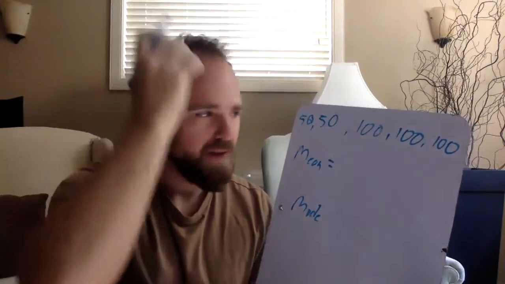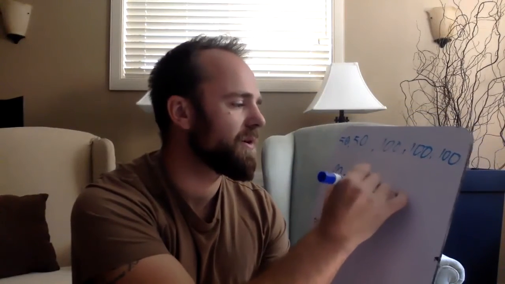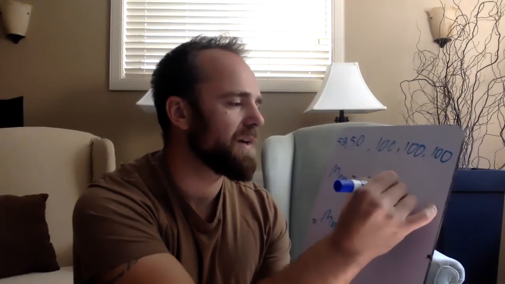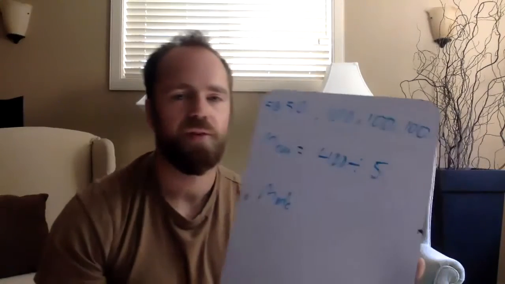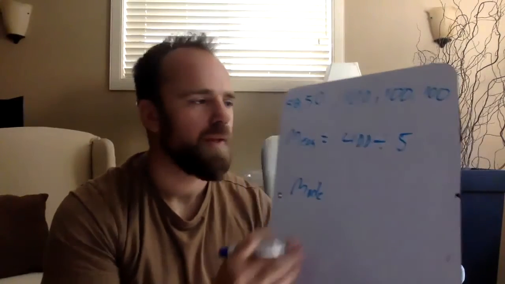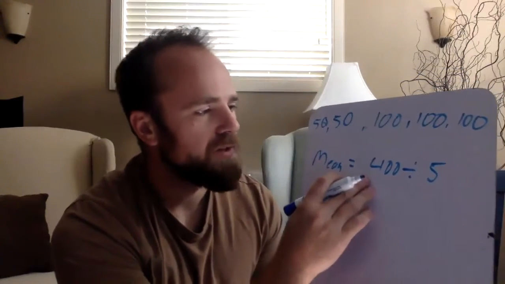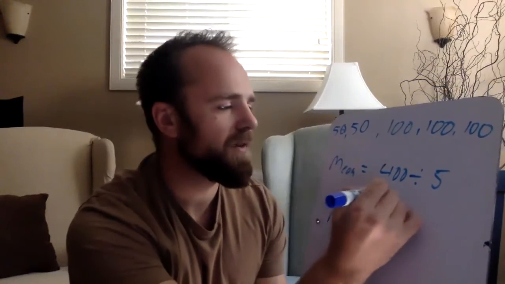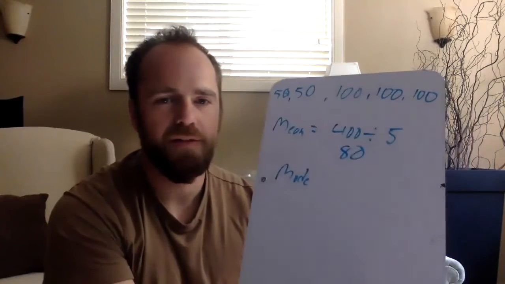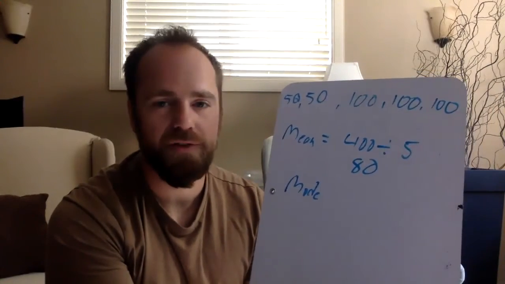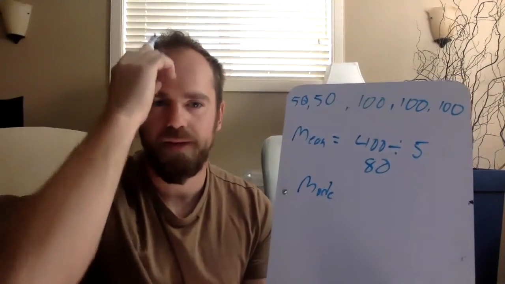So now when I calculate my mean, I have 50, 100, 200, 300, 400, and that's dividing by 5 people. Now, my mode, before, I guess I'll answer this first. So 400 divided by 5 gives me 80% as my average. So that average for that test would have been 80%.